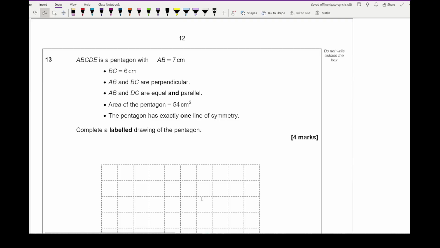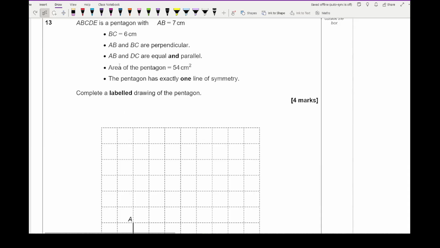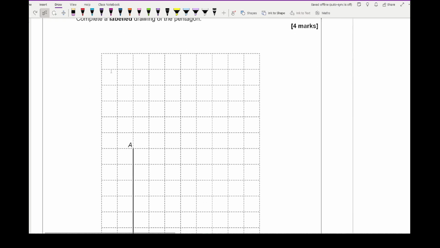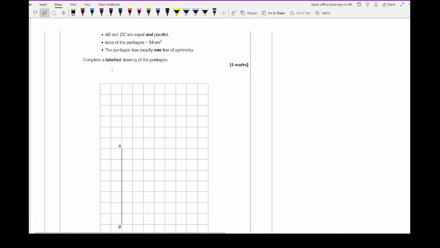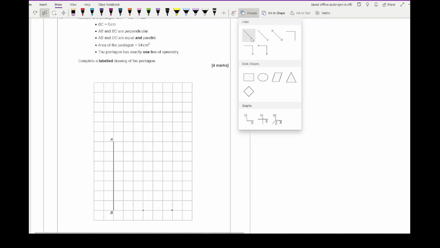Moving on to question 13, it says ABCDE is a pentagon with AB equal to 7 centimetres. It then says that BC is equal to 6 centimetres, AB and BC are perpendicular, AB and DC are equal and parallel. The area of the pentagon is 54 square centimetres, and the pentagon has exactly one line of symmetry. The question is asking me to complete a labelled drawing of the pentagon. So if I just zoom out, so I can see all of those rules, and there we go. So I know that BC is perpendicular. If I count 6 squares from there, I get this line here. So let me just join that up.